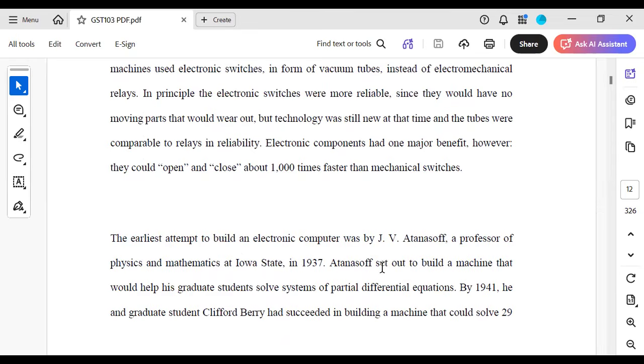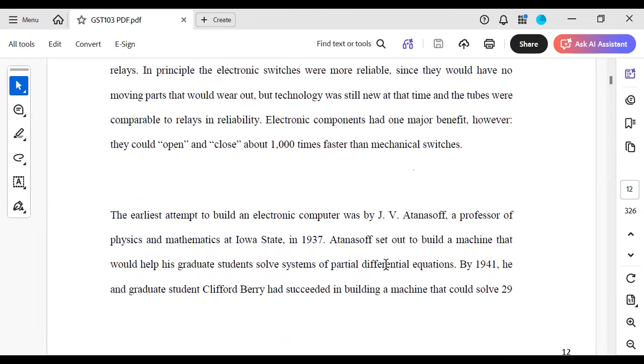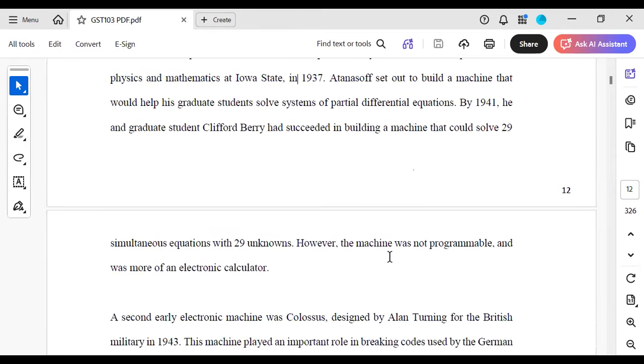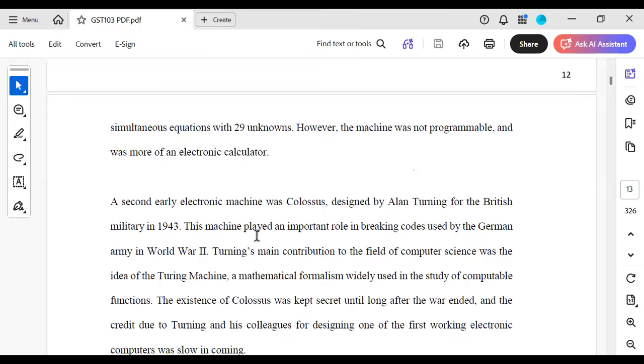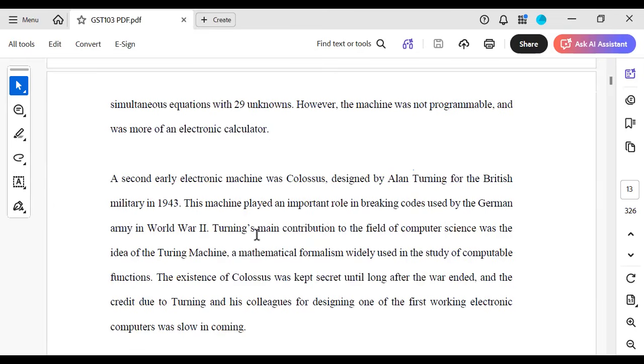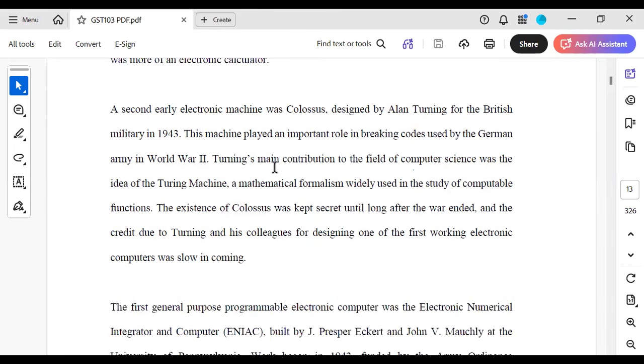So far, we talked about the year the first generation occurred, 1937 to 1953. The switches they used then were vacuum tubes, and the method used then was open and close. The first attempt at an electronic computer in 1937 was by a professor of mathematics and physics at Iowa State, and the name of the man is J.V. Atanasoff. So please bear that in mind.